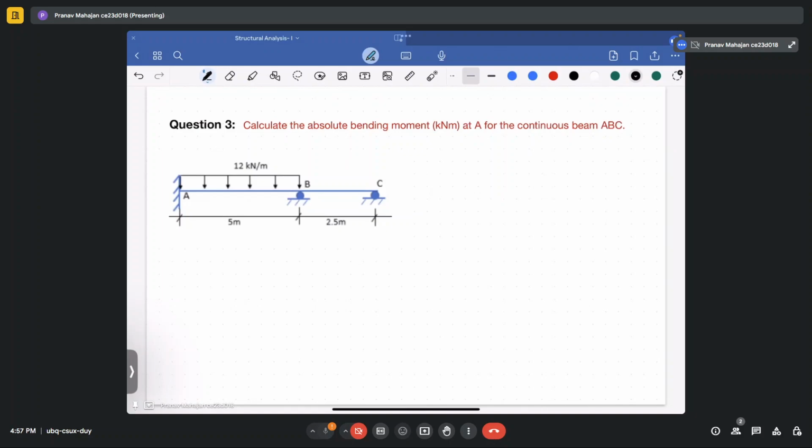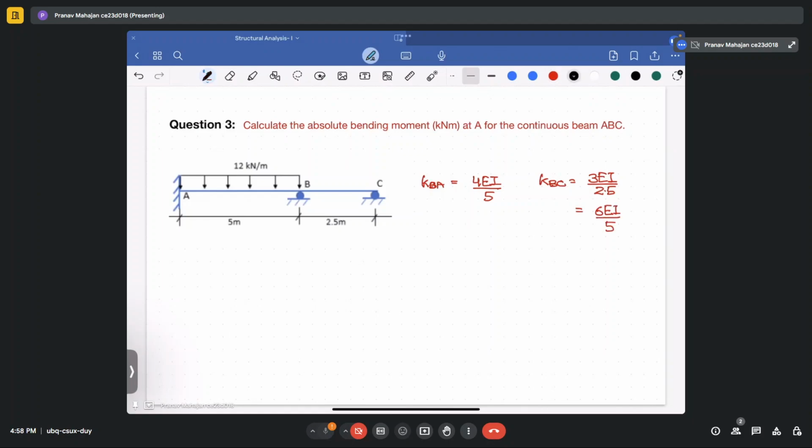So first we will solve for absolute stiffness. So here we have KBA, far end is fixed. So it will be 4EI by L, that is 5. And here in KBC, far end is hinged. So that will be 3EI upon 2.5. And if we write it as, so it will be 6EI upon 5.